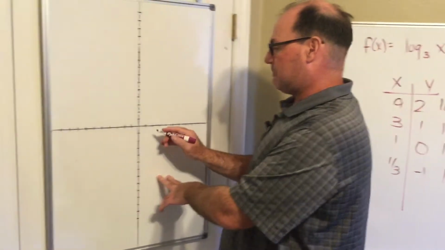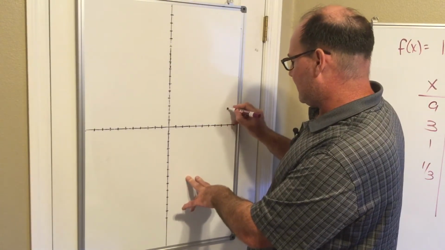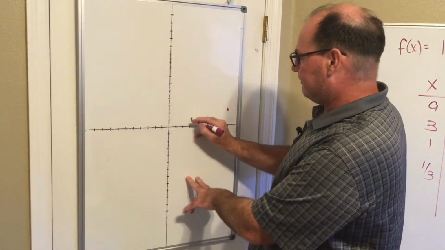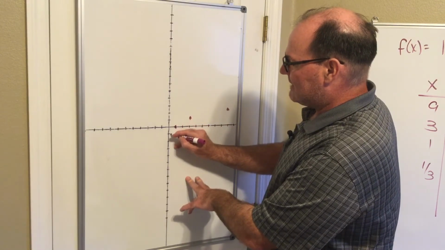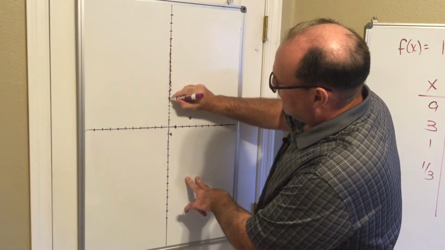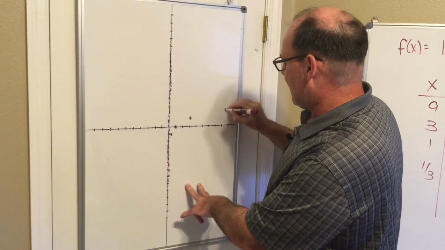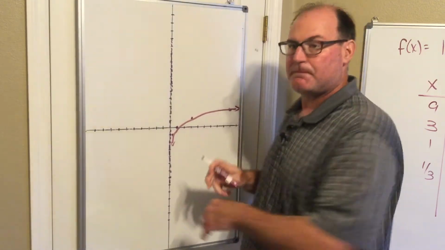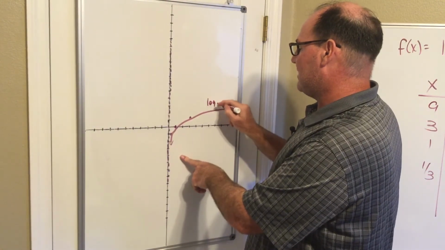The first point is 9, and that is 2. So this point right here, (9, 2). The next one is (3, 1). Then (1, 0), and then (1/3, -1). Again, I have a nice vertical asymptote here at the y-axis, and there we go. There's my graph. So this is the graph of the log base 3 of x.